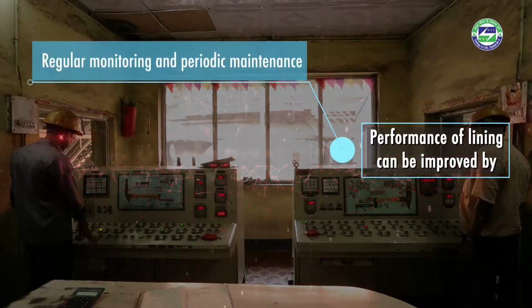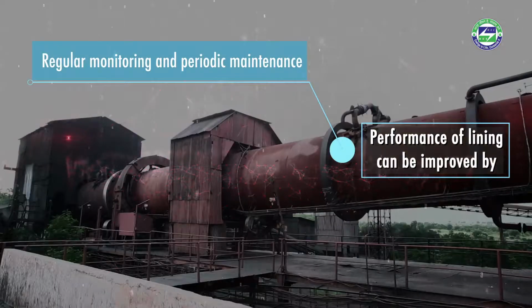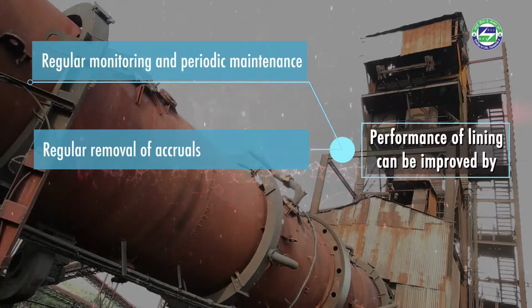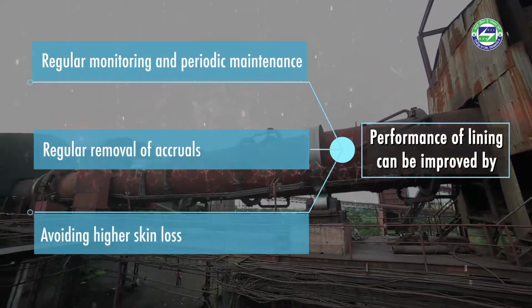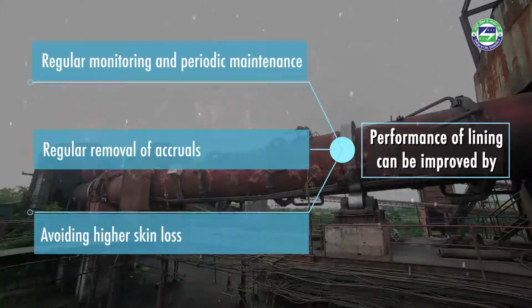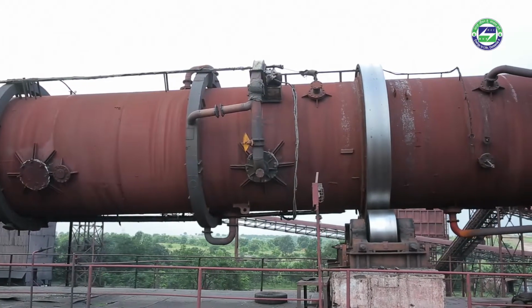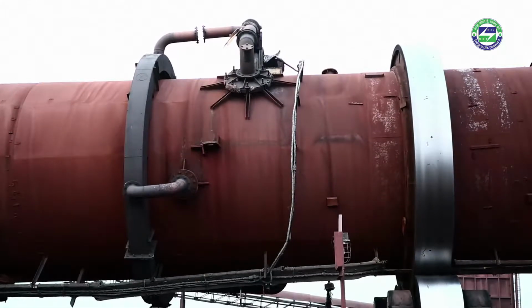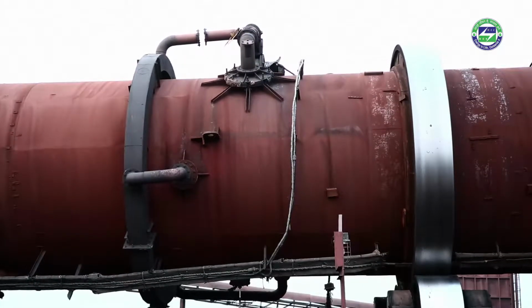Refractory linings should be regularly monitored and undergo periodic maintenance. Accretions should be removed at regular intervals. Higher skin losses should be monitored and addressed immediately. One of the major limitations of the technology is its execution period, which requires overhauling of the project process, thereby leading to loss in production.